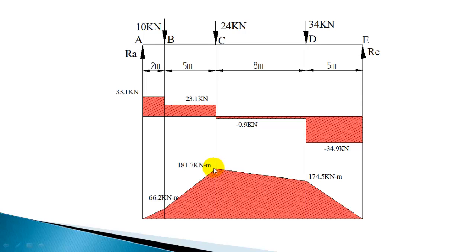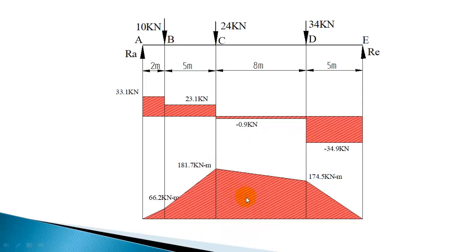And the nature of variation we also understood: it's going to be linear variation from 0 to 66.2, and then again from 66.2 to 181.7. This is not a single straight line, you may have a different slope. Again from 181.7 it is decreasing linearly to 174.5, and again it is decreasing linearly to 0. So this is the bending moment diagram. At salient points you should mark the bending moment, and in all the sections you should mark the shear force also. So this will give the variation of shear force and bending moment along the length of the beam.